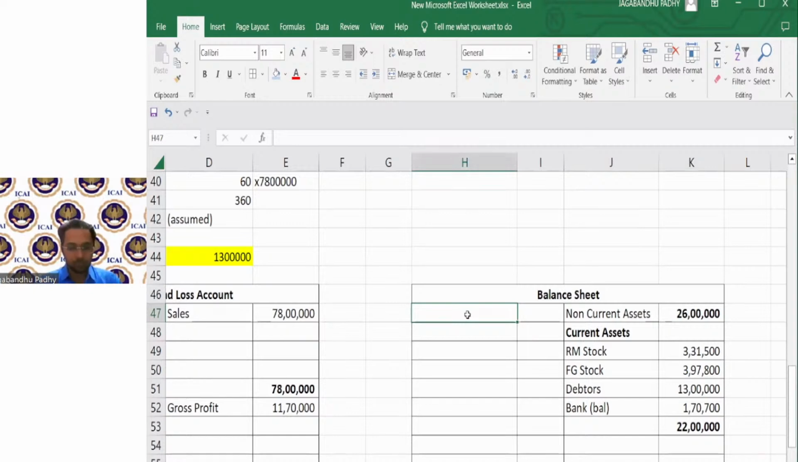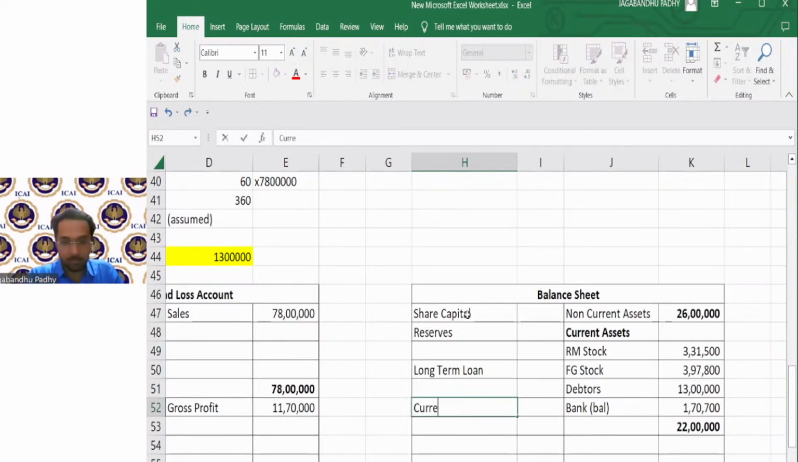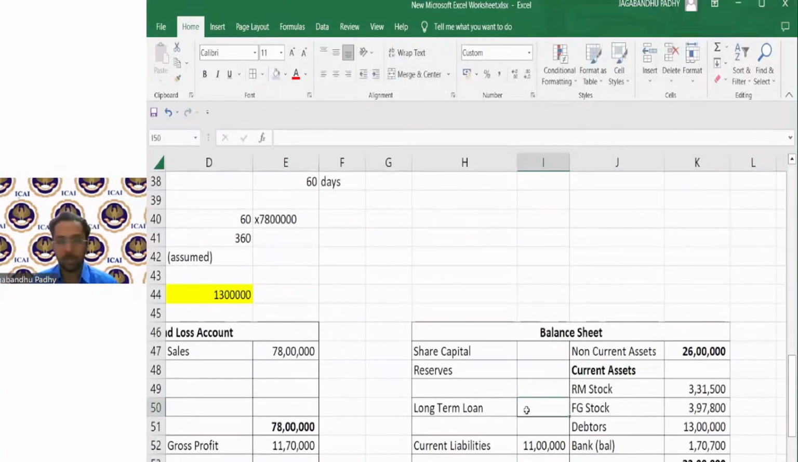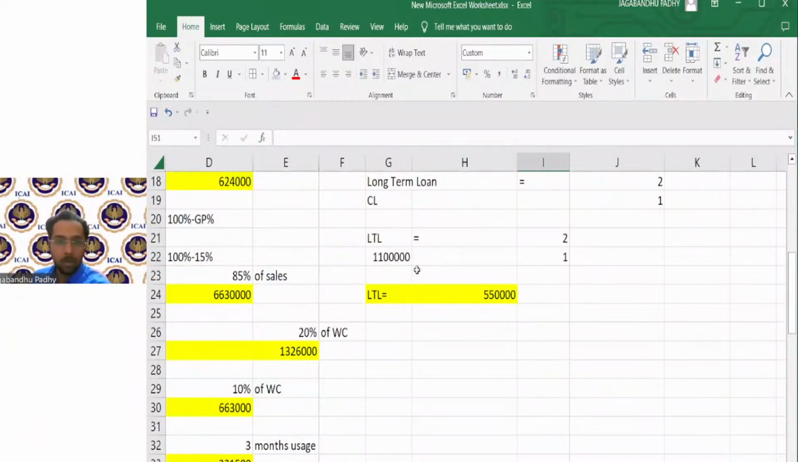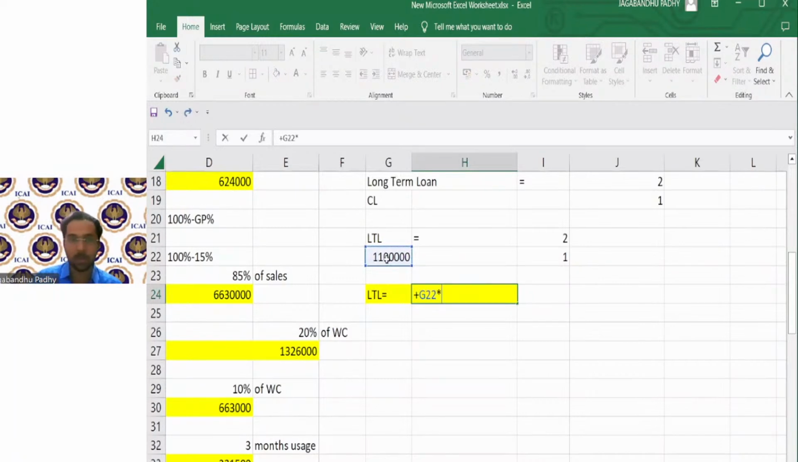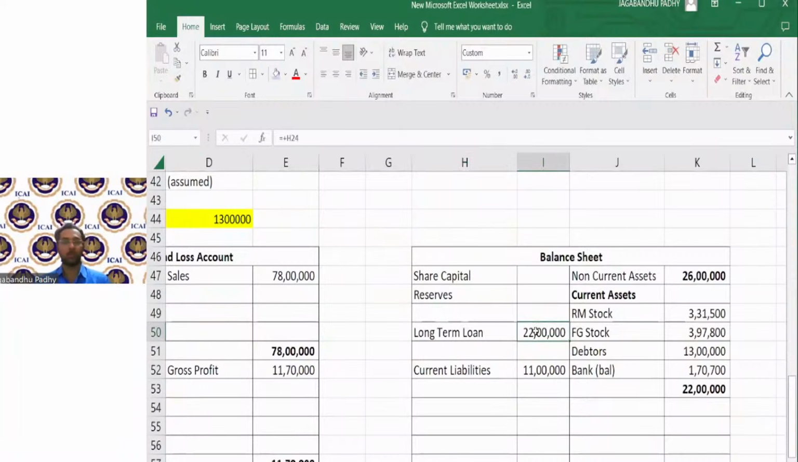Now coming to the liability side, we have share capital. Then we have the reserves. There is long-term loan also, right? We have computed earlier long-term loan. And then we have the current liability. Okay. So current liabilities, we have computed as 11 lakh, correct? Long-term loan, is it 5 lakh 50,000? No, my bad. Long-term loan should be 11 lakh into 2, 22 lakh, correct? Long-term loan will be 22 lakh.